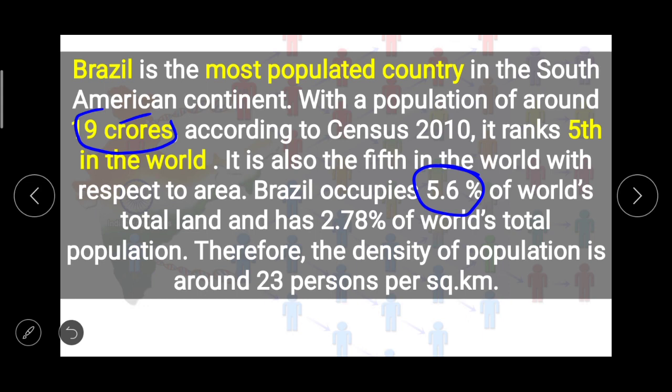And therefore, the density of population is around 23 persons per square kilometer. And what about India? It is 382. See the difference. 382 कहाँ है और 23 कहाँ है? So the population density in Brazil is around 23 persons per square kilometer, and India's average population density is 382 persons per square kilometer.